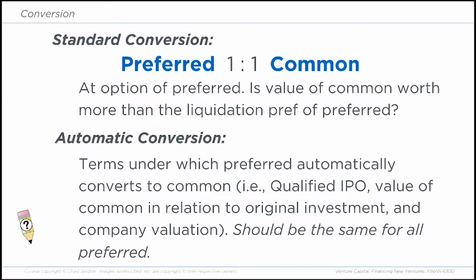Your text points out that whatever the automatic conversion rights are, they should be the same for all preferred shareholders. So it warns against having automatic conversion terms that are different for different classes of stock. The reason for that is that you could have holders of one class of stock holding up the IPO, even if it's in the interests of all of the others.